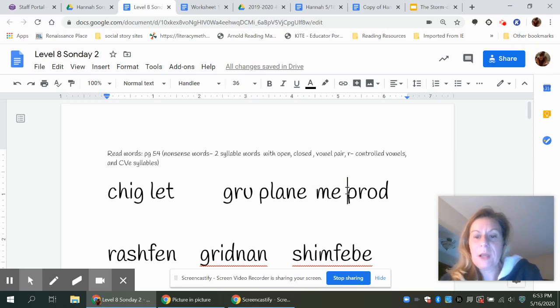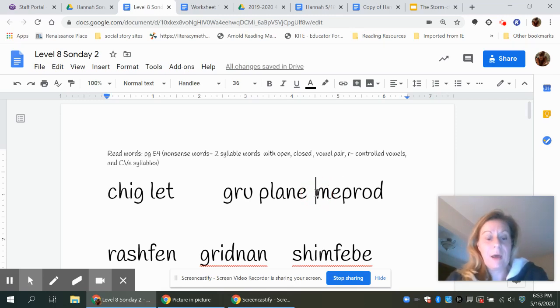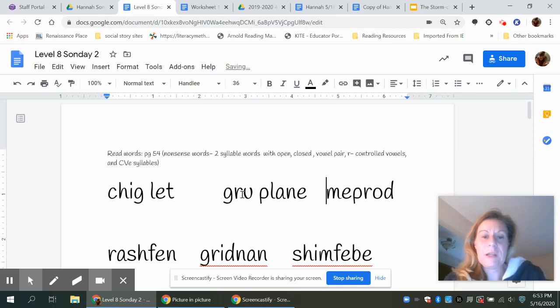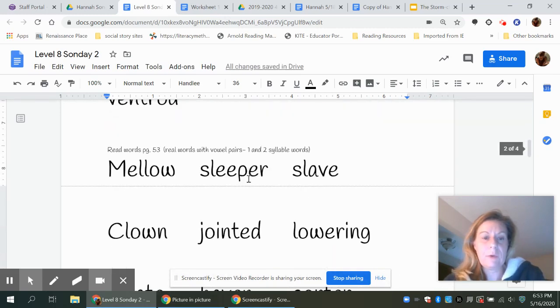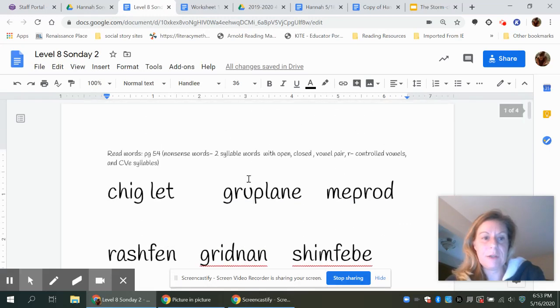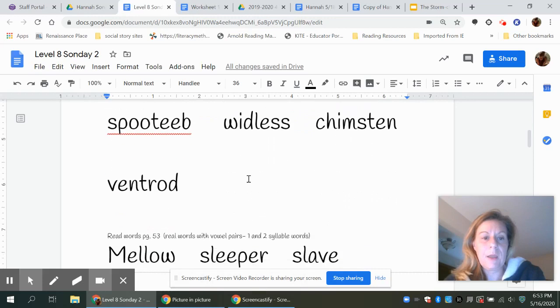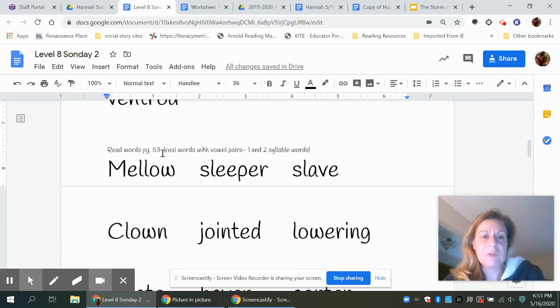So when you're doing nonsense words, that's what you're really looking for, is where do I have my consonants that need to stay together? Where do I have vowels that need to stay together? And then determine if they're open or closed. Okay, so go ahead, pause the video and read those words on page 54. And then we're going to read words on page 53. These are real words with vowel pairs. Some of them are 1 syllable and some of them are 2.